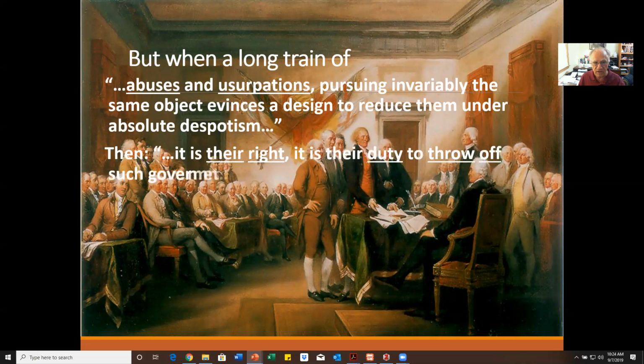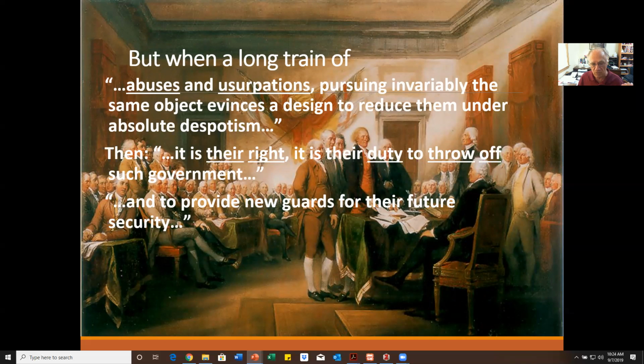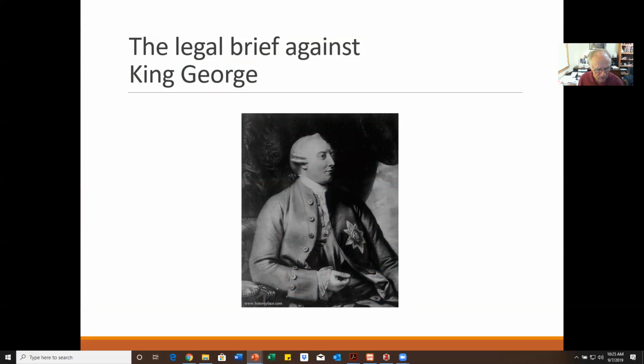Then, finally, it is their right, it is their duty to throw off such government. After this proof of abuses and usurpations over time, now they can say it's their right, it's their duty to throw off such government and to provide new guards for their future security. In other words, get rid of what we know is being detrimental to life, liberty, and the pursuit of happiness, and robbing us of our right to consent to government. And we're going to get rid of it. It's our right to do it. It's not only our right, it's our duty to get rid of it and to provide new guards for our future security. And so it wasn't just fancy words in philosophy.